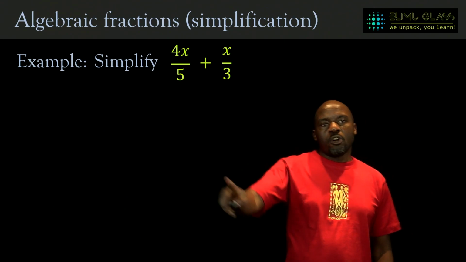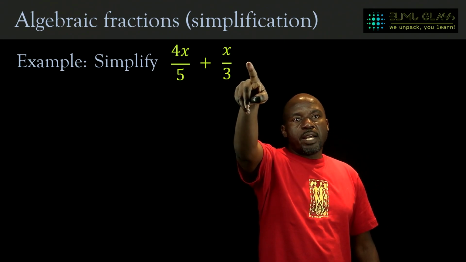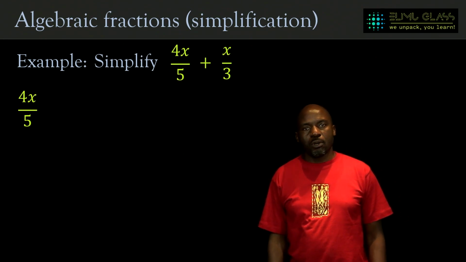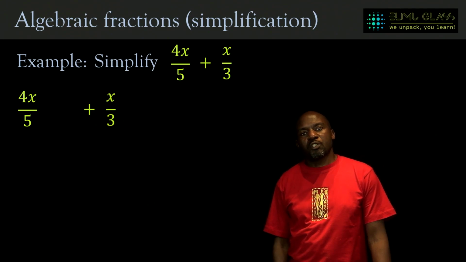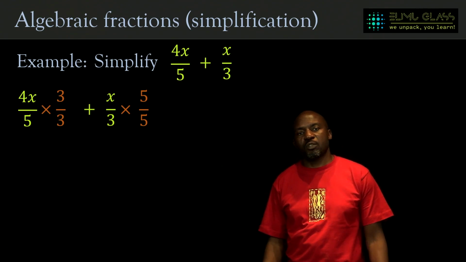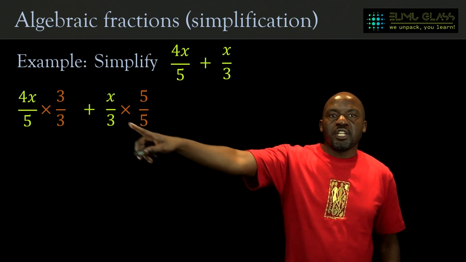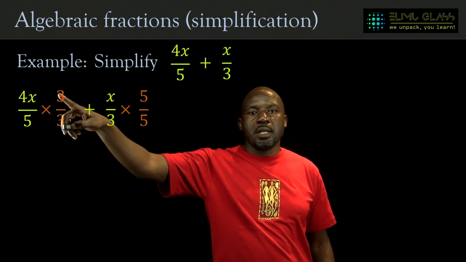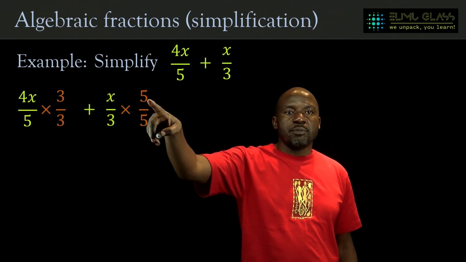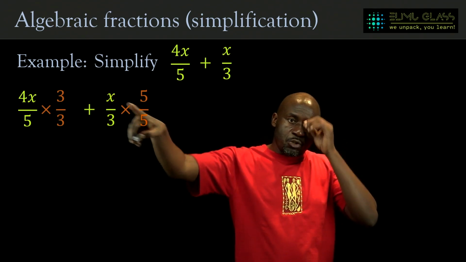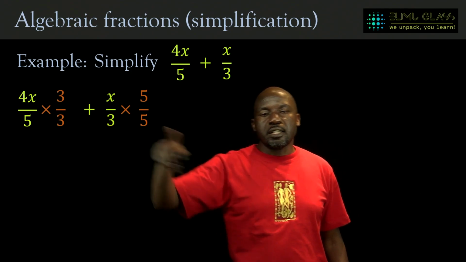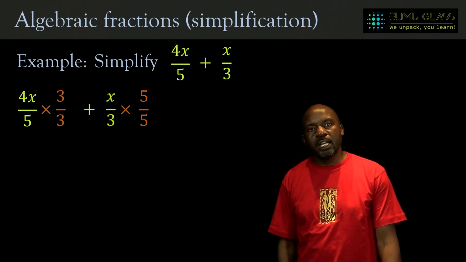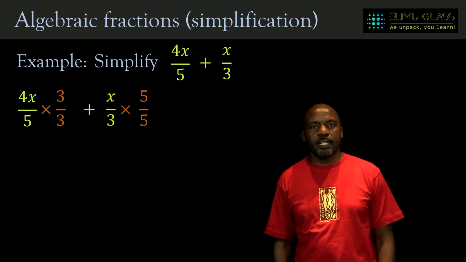So the first task usually is to ensure that the denominators are the same. That is by multiplying the first by 3 over 3 and the second by 5 over 5, as we've learned before. And so now I have 12x, 4 times 3 is 12x, and this becomes 5x. So 12x plus 5x is 17x. And this is 15, and that is 15. So the common denominator is 15. So I have 17x over 15.